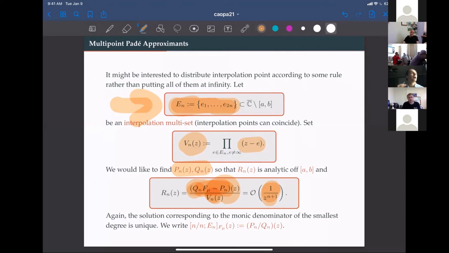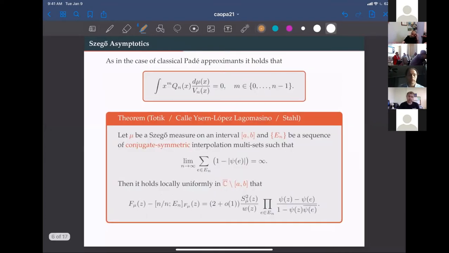Again, a solution to this linear problem exists. And if you form the ratio p_n over q_n, it's unique. And that's what we know as the multipoint Padé approximant that I'm going to denote by n over n with respect to the interpolation set E_n. As it turns out, denominators of multipoint Padé approximants are also orthogonal polynomials. Only now the weight of orthogonality is mu divided by the polynomial V_n. And again, we can quantify the rate of convergence.